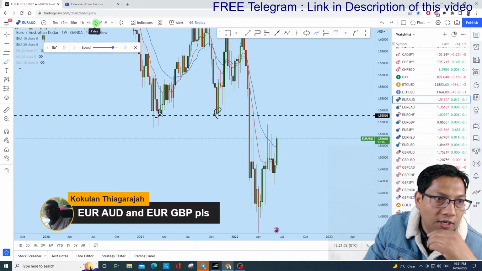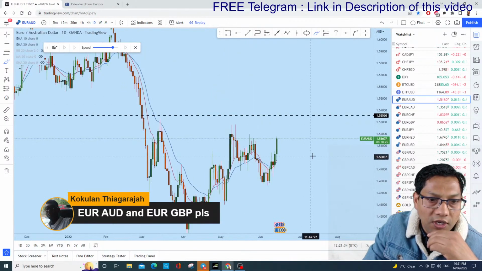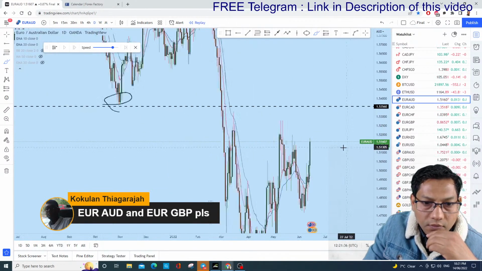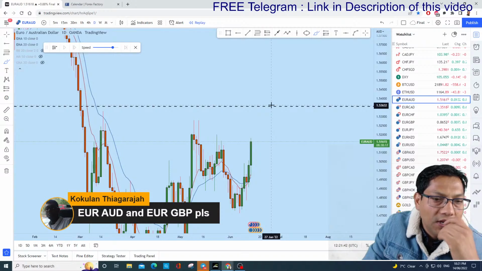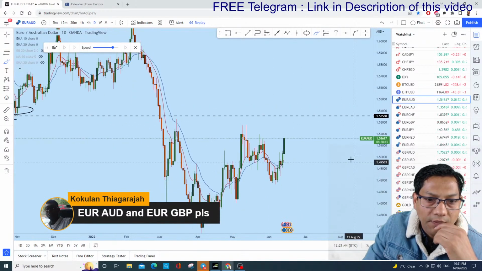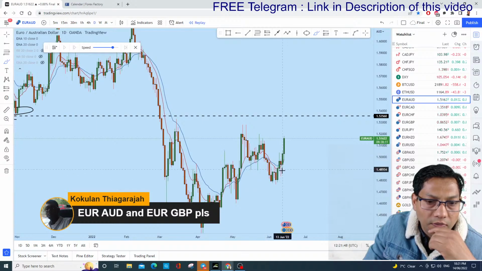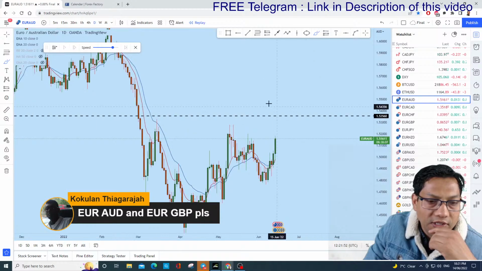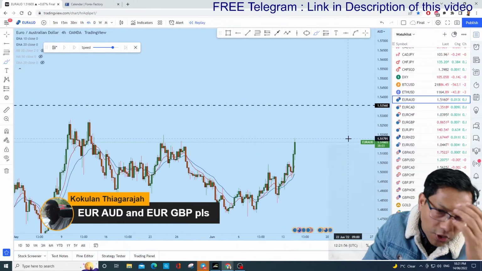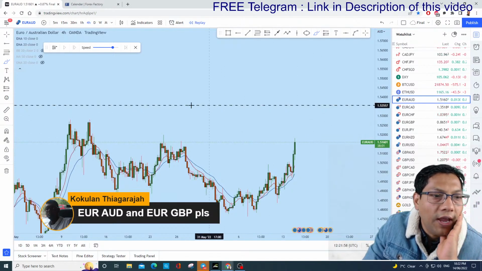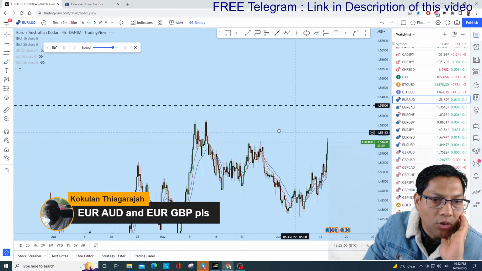This is the weekly, now the daily. This is today's candle here. Let me see what might happen. There is a double bottom test with this red candle as a support, and then uprise. So on the 4 hour, at this point, I think Euro AUD will go up again.